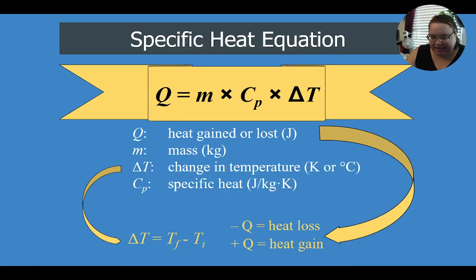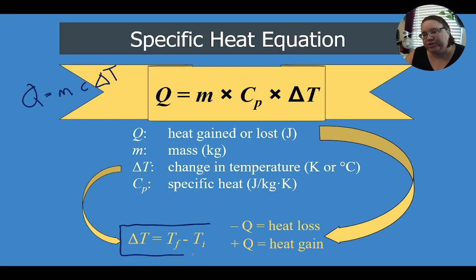So specific heat, this is a calculation, has a nice, lovely equation. You are given the equation Q equals MC delta T on your formula sheet. So you don't necessarily need to memorize it, but they do not give you how to calculate delta T. So this is an equation that you want to add to your formula sheet. Delta T is calculated by taking the final temperature minus the initial temperature.